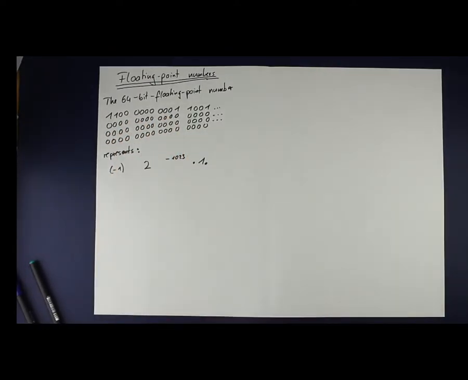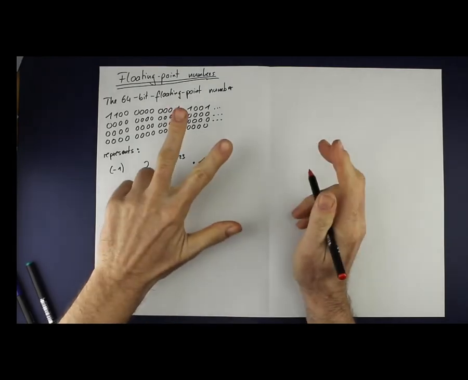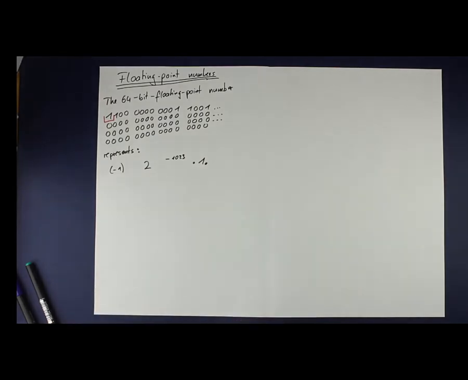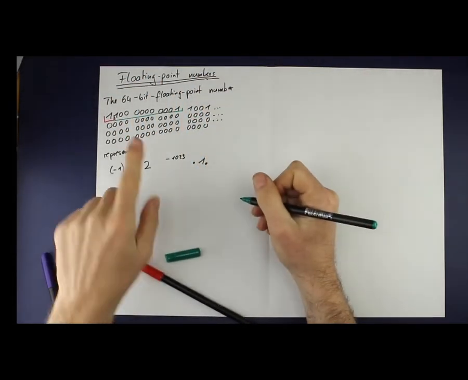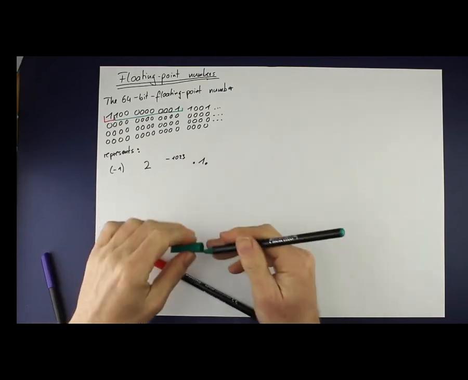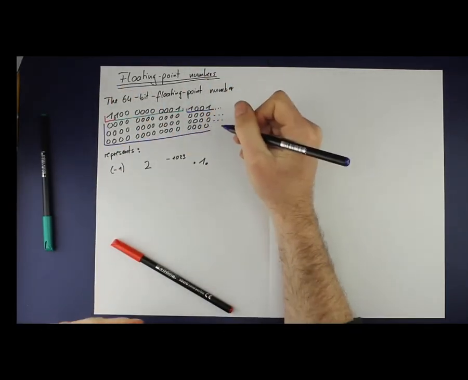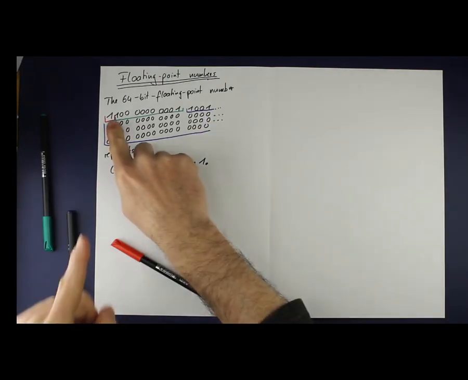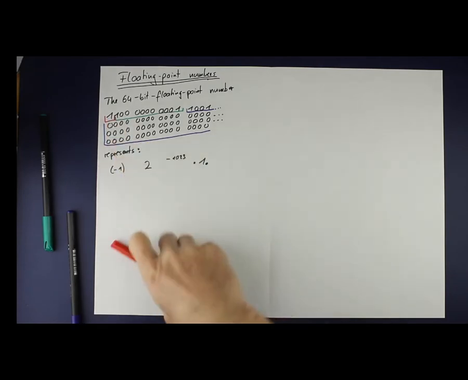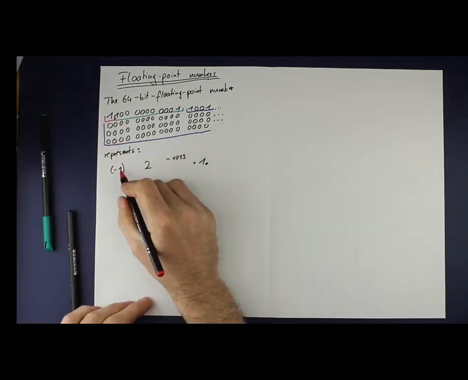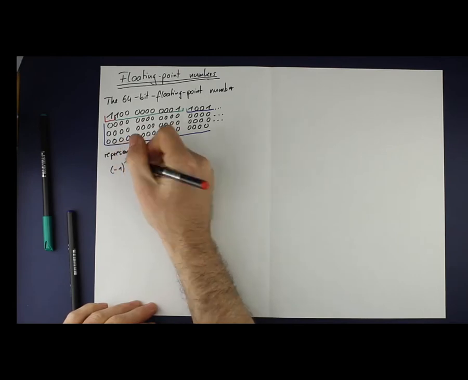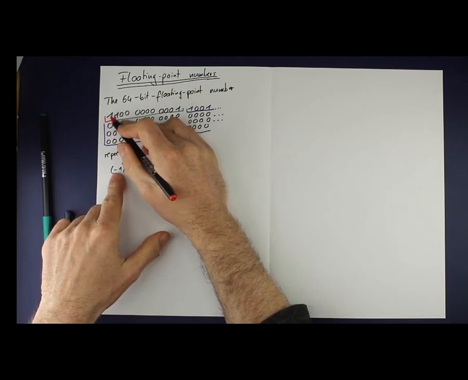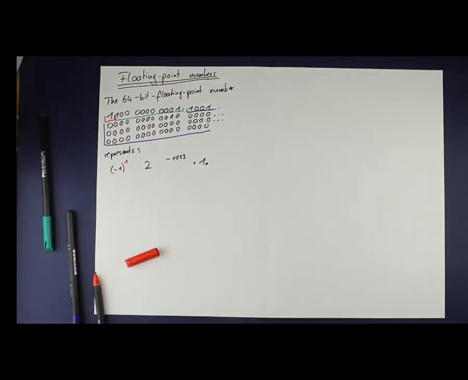A floating point number consists of 3 parts. The first part is this very first bit. The second part consists of these 11 bits. The rest is 52 bits. This is the third part. The first bit is the sign bit. So it's -1 to the 1. That means if this is a 1, it's a negative number. If this is a 0, it is a positive number.